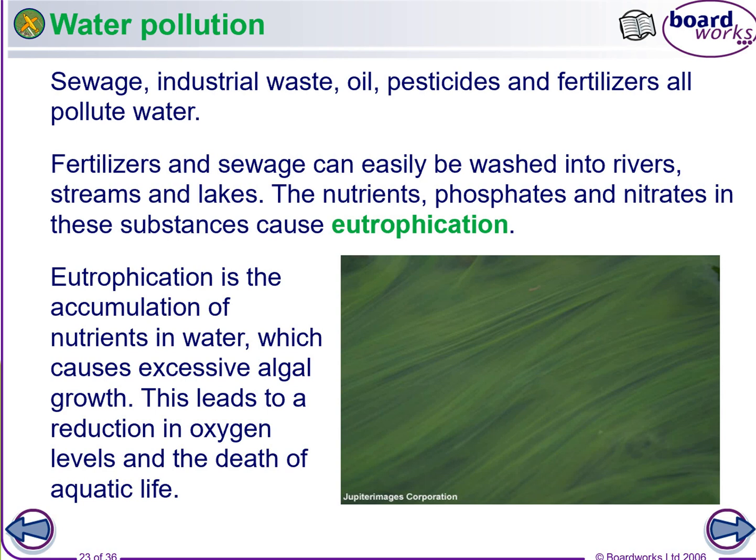So the definition of eutrophication is the accumulation of nutrients in water, which causes excessive algal growth, and this leads to a reduction in oxygen levels and the death of aquatic life. So we can see this is very fine filaments of algae growing here. So pause the video, write a side heading water pollution, and can you copy these three short paragraphs into your book for me, please?